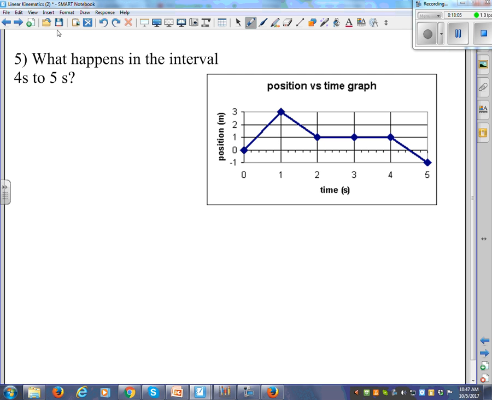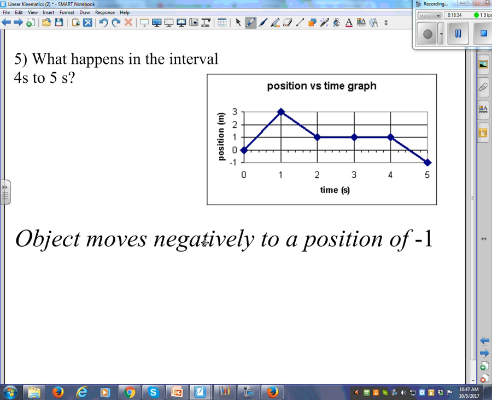What happens in the interval 4 seconds to 5 seconds? Slowing down? Wasn't it going backwards before? What do you mean by going backwards? Should we use the word backwards? It goes negative again. Goes to the left again? Yeah, we should probably say that. Backwards can be a little bit, right? It kind of implies the opposite of what you were doing before, so be a little bit more specific. It's going to continue moving negatively to a position of -1, right? Or moving left.